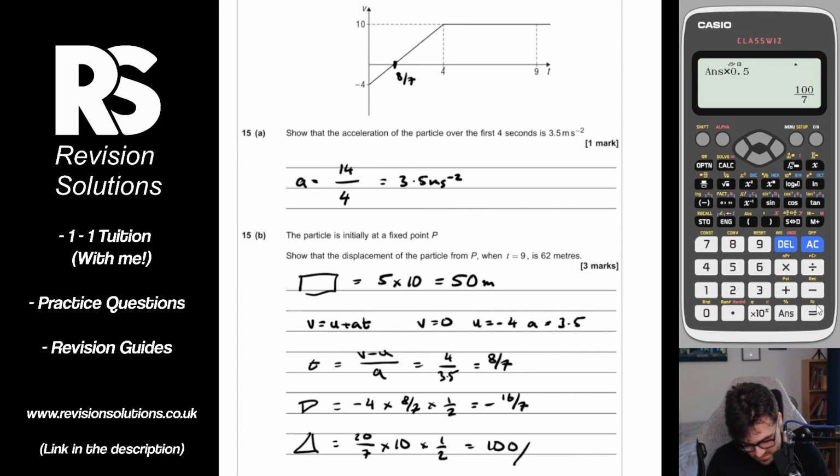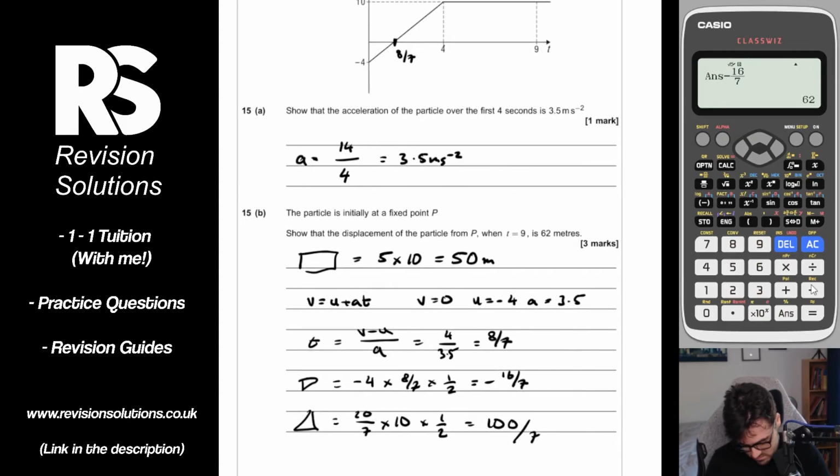And now we need to bring all these areas together. So we have that plus our 50 from the rectangular section. And then we have to take away the 16 over 7 for that negative area below the t-axis. So minus 16 over 7 gives us a final displacement of 62 meters like they asked for. So let's just make it clear. Total is 50 plus 100 on 7 minus the 16 on 7, which does give us 62 meters.